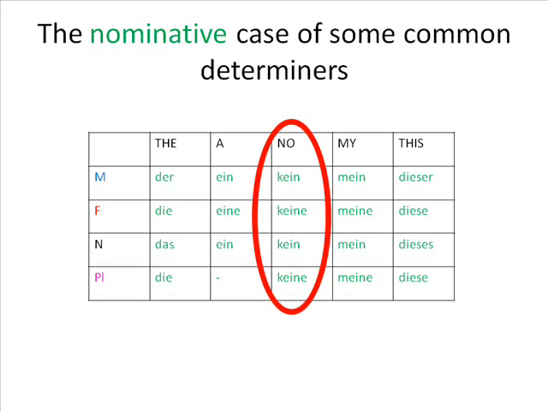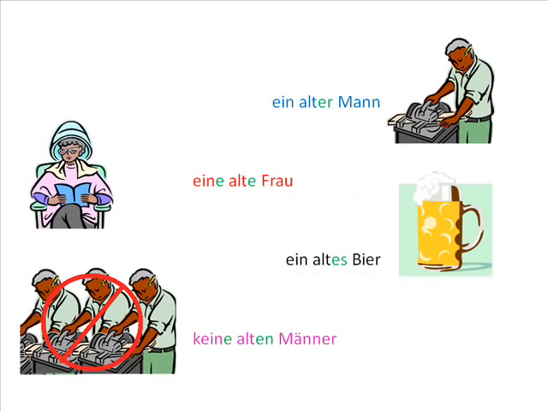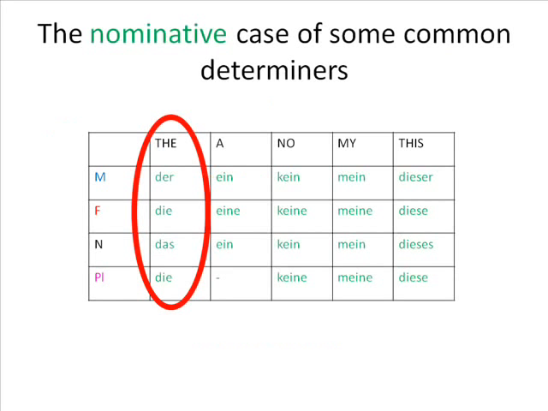After "ein" or "kein", the adjectives decline with the following endings: "-er" for masculine, "-e" for feminine, "-es" for neuter, and "-en" for plural. So you get "ein alter Mann", an old man, "eine alte Frau", an old woman, "ein altes Bier", an old beer, and "keine alten Männer", no old men.